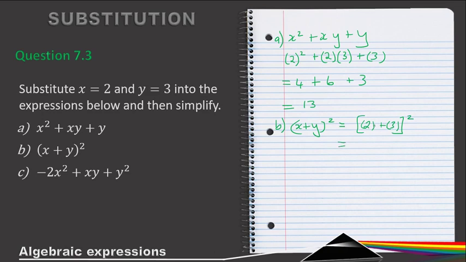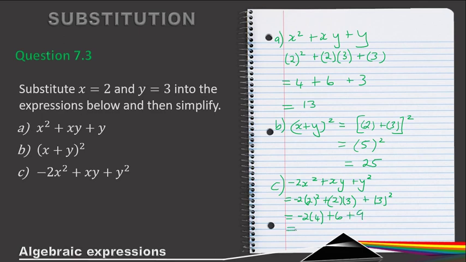So 2 plus 3 is 5 squared, which is 25. C, we have negative 2x squared plus xy plus y squared. So negative 2, instead of x I say 2 and then squared, plus 2, and y is 3, and then plus 3 squared. So negative 2 times 4, then 2 times 3 is 6, so plus 6, and then 3 squared is 9, so this is 9.